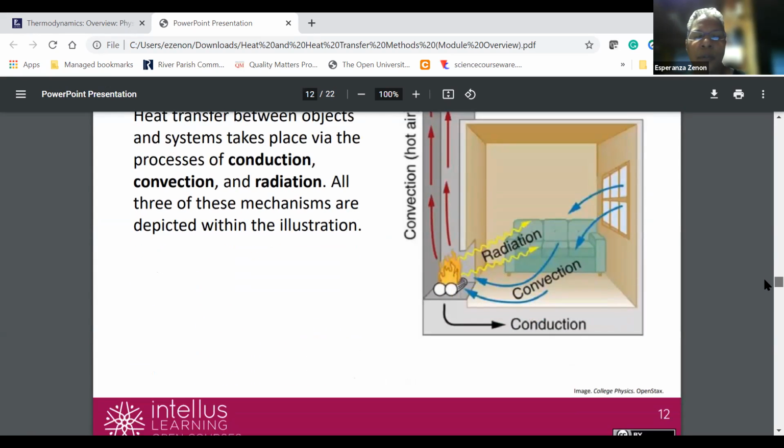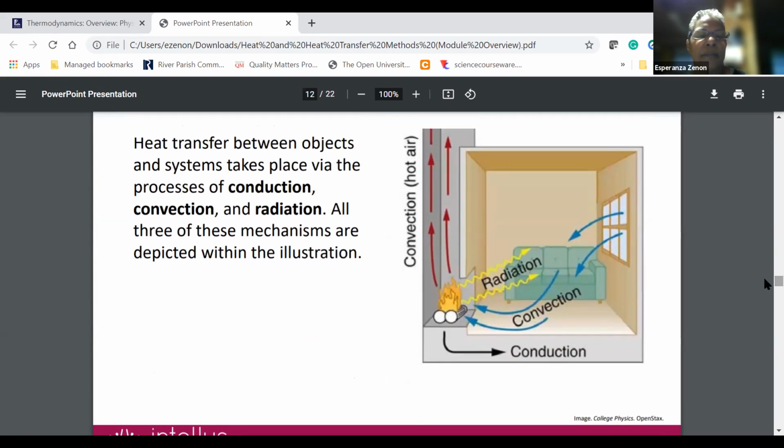How do you transfer heat? So we've talked about ways to determine the amount of heat that gets transferred, either with the specific heat formula or the latent heat formula. But how is the heat going to actually get transferred? Well, there are three methods: conduction, convection, radiation.